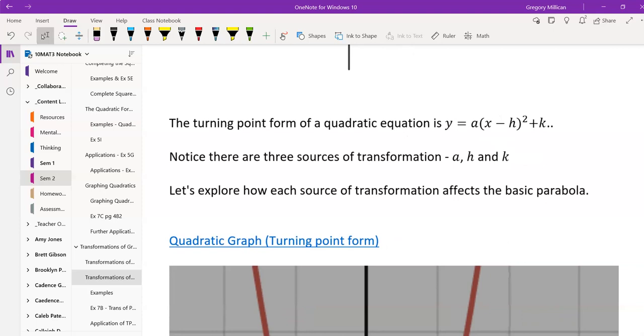A couple of weeks ago, I hardly ever see you guys anymore, I talked to you about the two different forms that quadratics can take. And we focused on the ax squared plus bx plus c. There is another form, which we call the turning point form, for very obvious reasons, which some of you have already discovered. But that's it there. Okay?